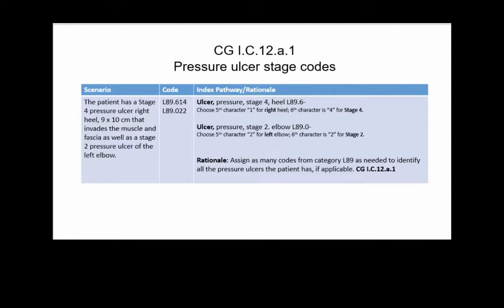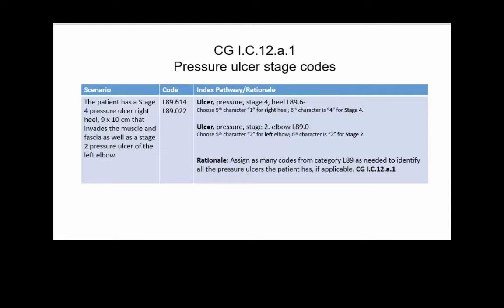So here's an example of that first guideline. Patient has a stage 4 pressure ulcer over the right heel. That's 9 by 10 centimeters. It invades muscle and fascia, as well as a stage 2 pressure ulcer of the left elbow. So we want to get both of those. It's interesting to me that they're telling you not only the stage but also how deep it goes. That's usually you'll have one or the other in the real world, but in this case the documentation is telling us both.